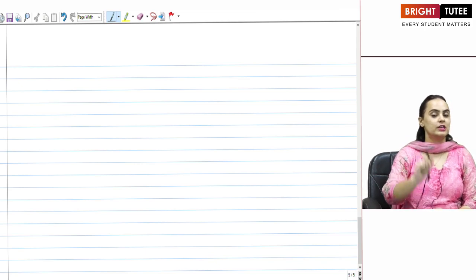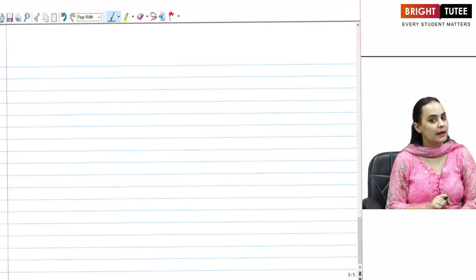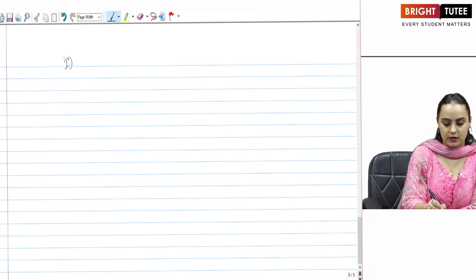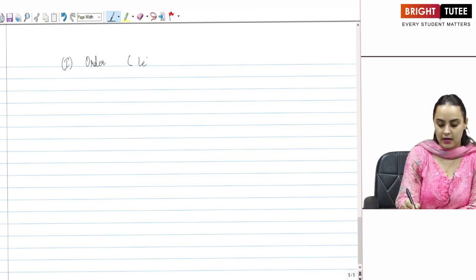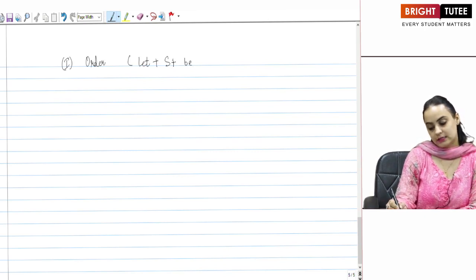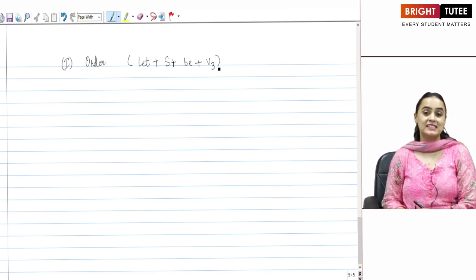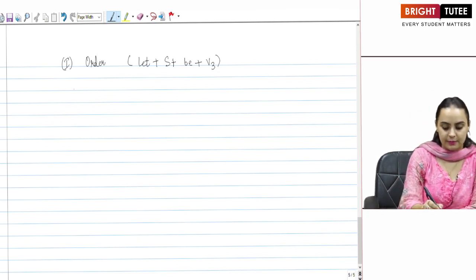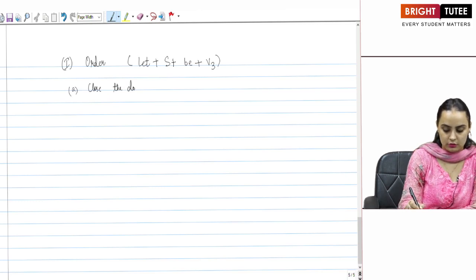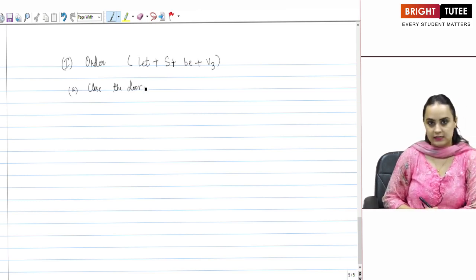Now, how to change an imperative sentence to a passive voice? The first one, let us talk about giving an order. Now, how do we change that? We add let plus subject plus be plus the third form of the verb. This is the structure of the whole sentence. For example, close the door. This is my sentence.